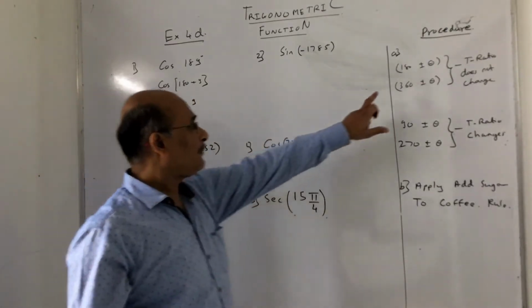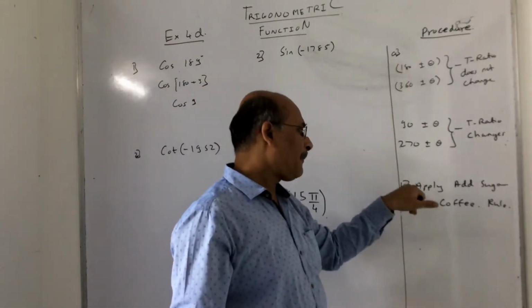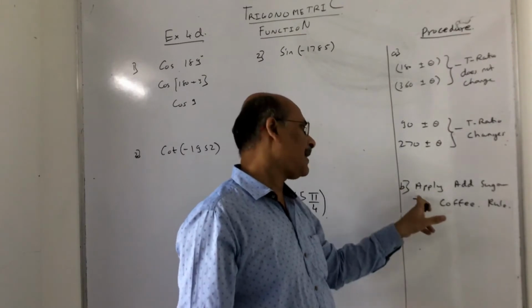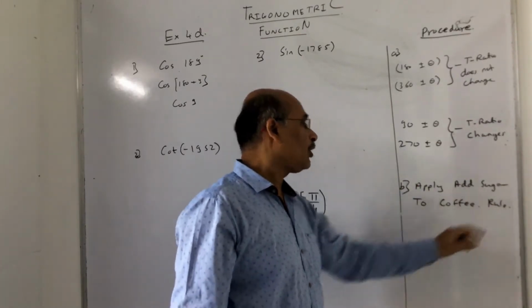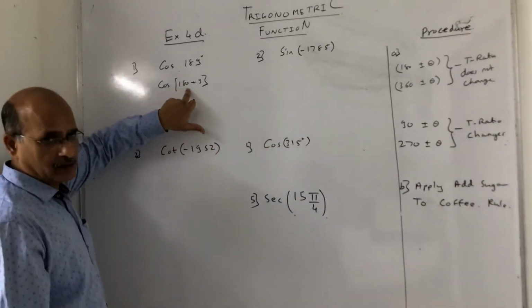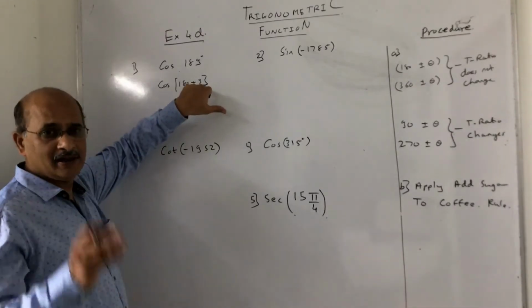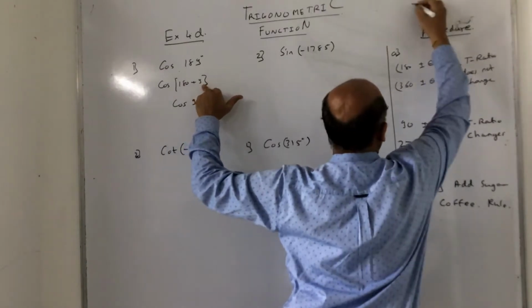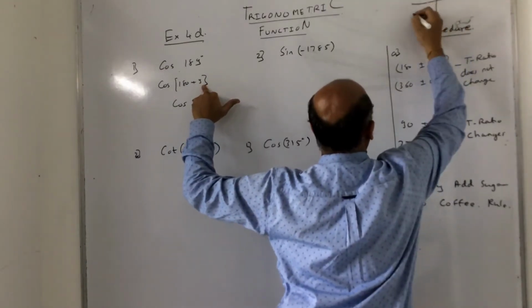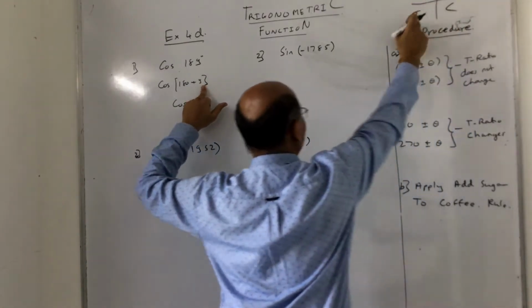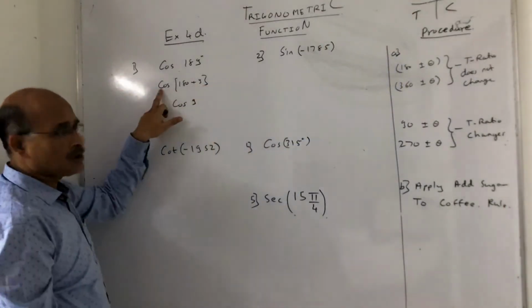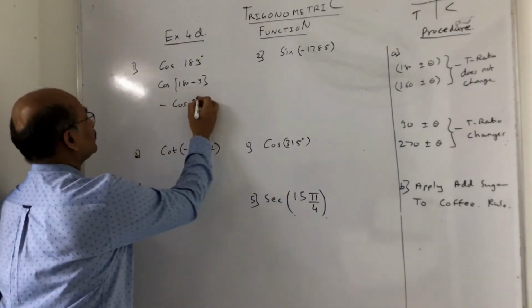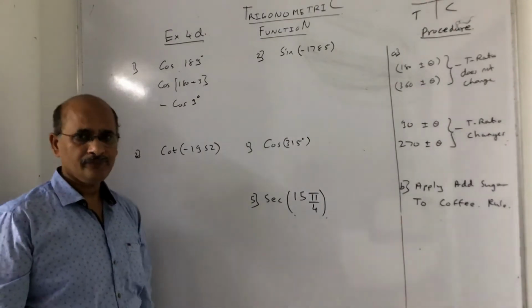After applying part A, you have to apply part B for every sum. What is part B? Apply the add sugar to coffee rule. Now come to the question. 180 plus 9 is the third quadrant. Everybody knows that in the third quadrant, add sugar to coffee: only tan and cot are positive, whereas cos will be negative. So it is minus cos 9 degree.